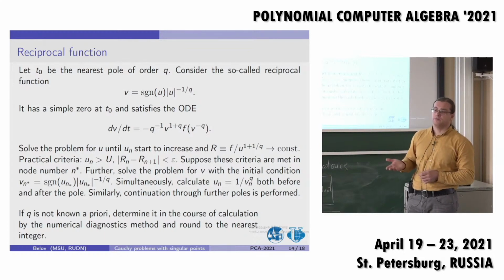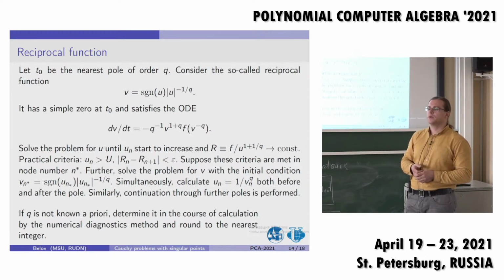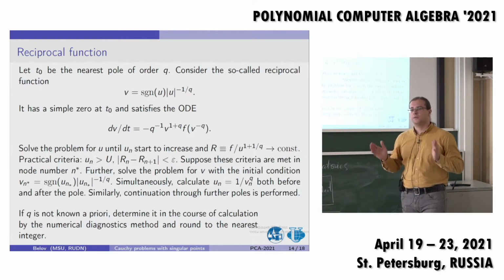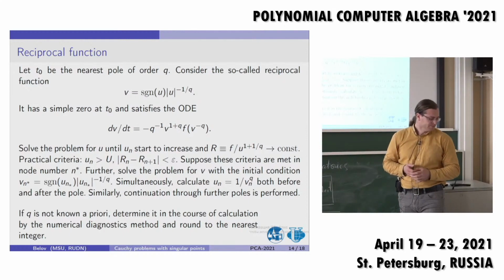Then, when the reciprocal function becomes too large, we turn back to the initial function u. In a similar manner, one can pass through the second and further poles. If q is not known, as commonly occurs, we can use the diagnostics method described on previous slides to determine the value of q, round it to the nearest integer, and obtain the limits of the calculated a posteriori error.